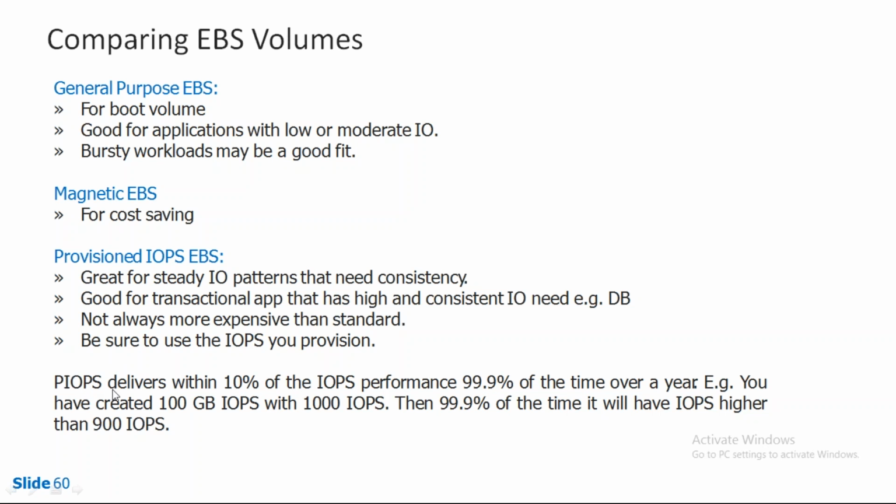So provisioned IOPS delivers within 10% of the IOPS performance 99.9% of the time over a year. For example, you have created a 100 gigabyte volume with 1000 IOPS. Then 99.9% of the time it will have IOPS higher than 900 IOPS. So that's what lifetime means, it will have faster access.